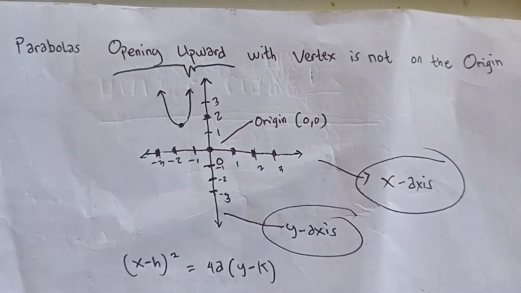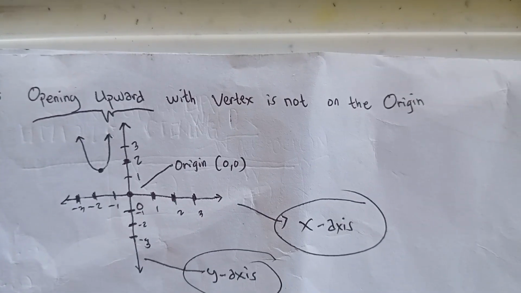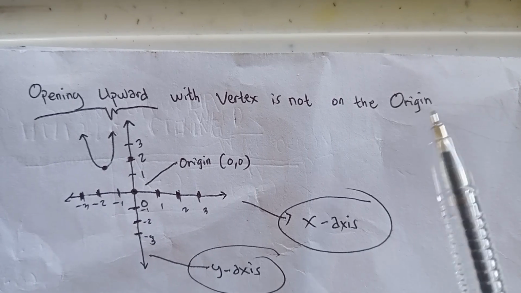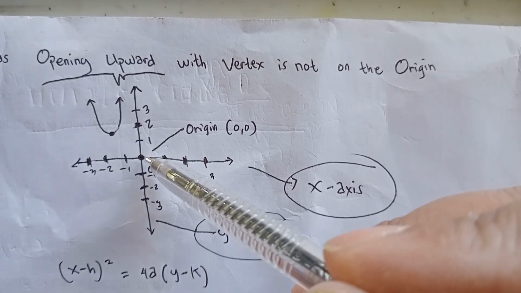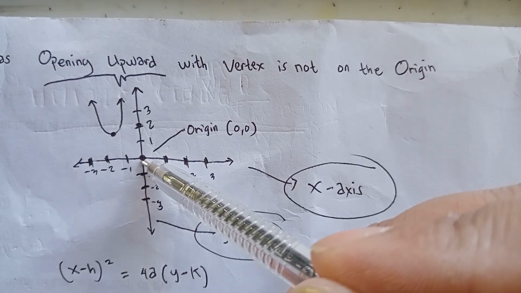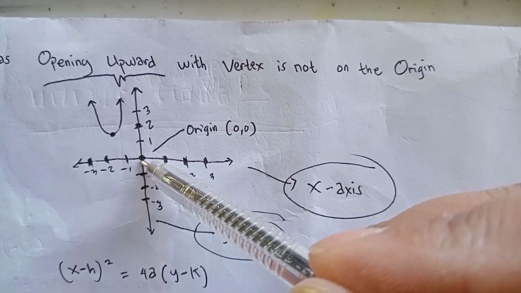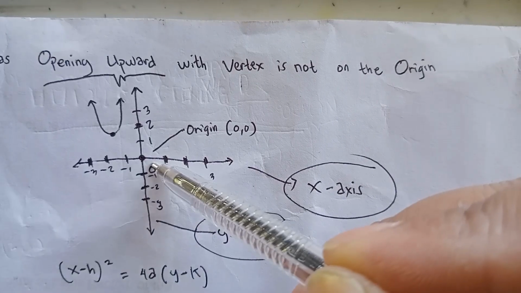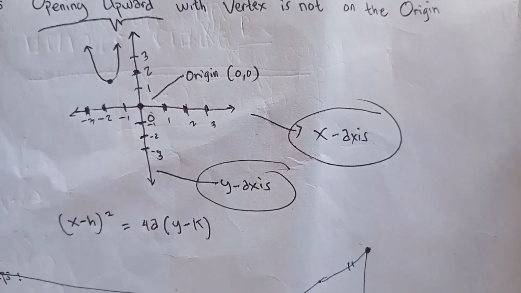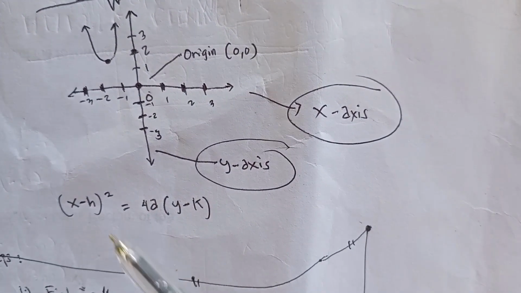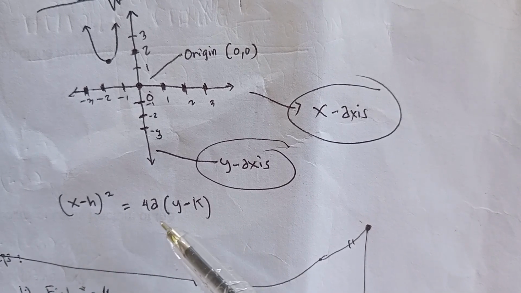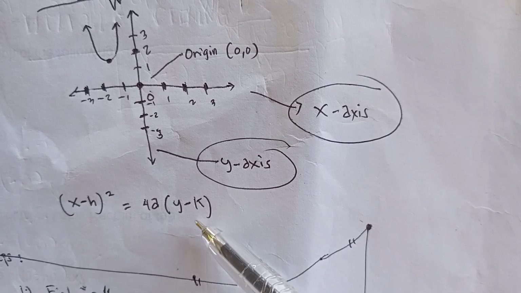And this time we will talk about parabolas opening upward with vertex not on the origin. Yung origin ay nasa center of the Cartesian coordinate system. Okay, just like this. This is the vertex. It's not located on the origin. Okay, the equation of a parabola that opens upward: we have (x minus h) squared equals 4a times the quantity of (y minus k).